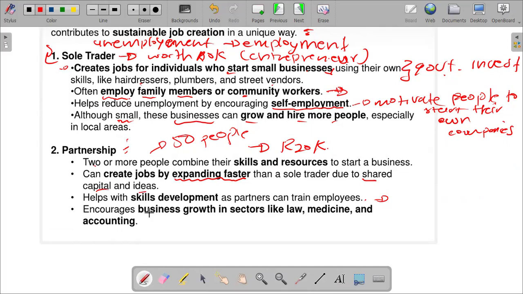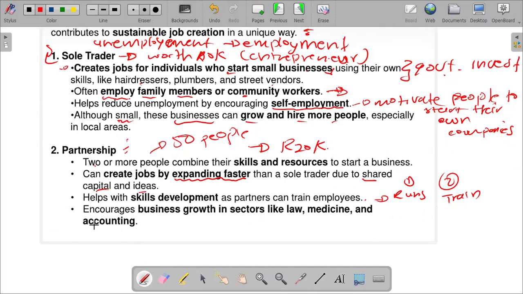But in a partnership now, you can have a person who runs the business, and one who can train employees. So now you have two people who are doing two different jobs within one company. The one will do the running of the business and the one will do the training. So as it says, it helps with skills development as partners can train employees. So the other one can train and the other one can grow the business.